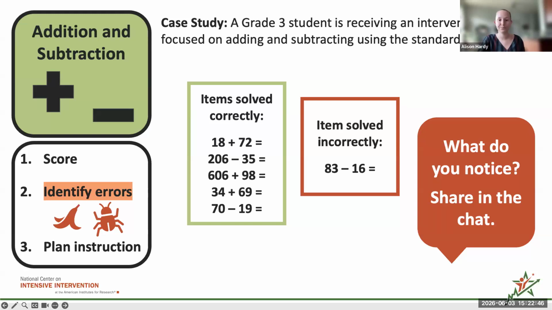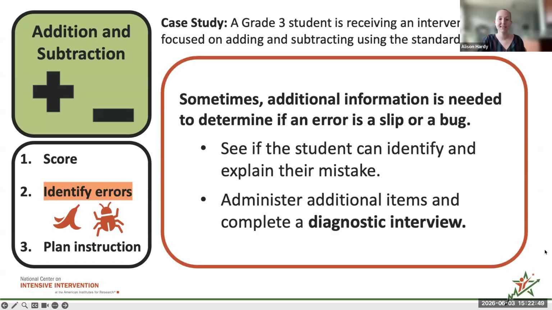So if all we have is this record, it looks like this may have been a slip. Now, in that same vein, sometimes additional information is needed to be really, really sure. If we're just looking at work samples, we're forming a hypothesis. Our hypothesis is that it's a slip, but we want to make sure that we confirm that hypothesis. So what we can do is maybe put this work sample back in front of the student and see if they can identify and explain their mistake.